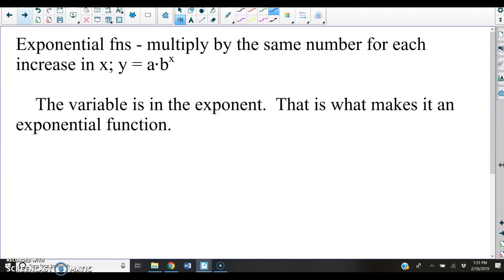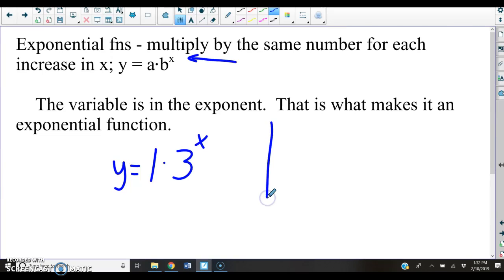Okay, where we're going now is exponential functions. And you're multiplying by the same number for each increase in x. Okay, notice that the x is in the exponent. You might see y equals, we'll just keep it simple, 1 times 3 to the x.